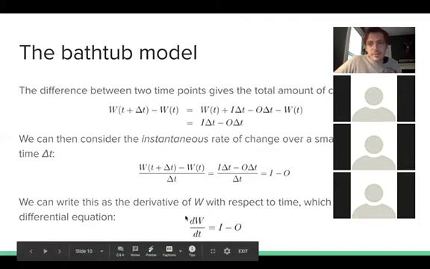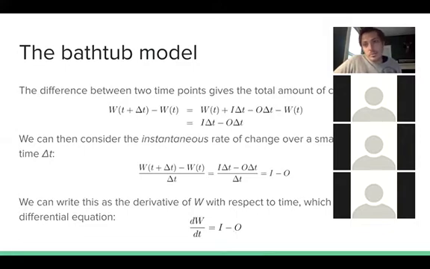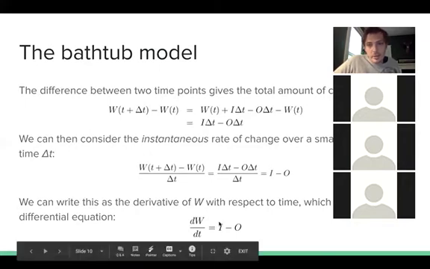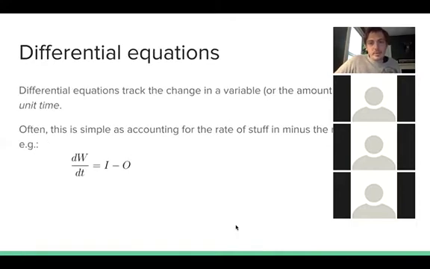And so we can do a quick sanity check to make sure that this actually makes sense. We can see that if the inflow rate is equal to the outflow rate, if I equals O, I and O will cancel each other out, and there will be no change in the amount of water in the tub over a particular period of time, which makes sense. Similarly, if the inflow rate I is higher than O, the outflow rate, the amount of water in the tub will increase over time. And really, differential equations can be as simple as that.